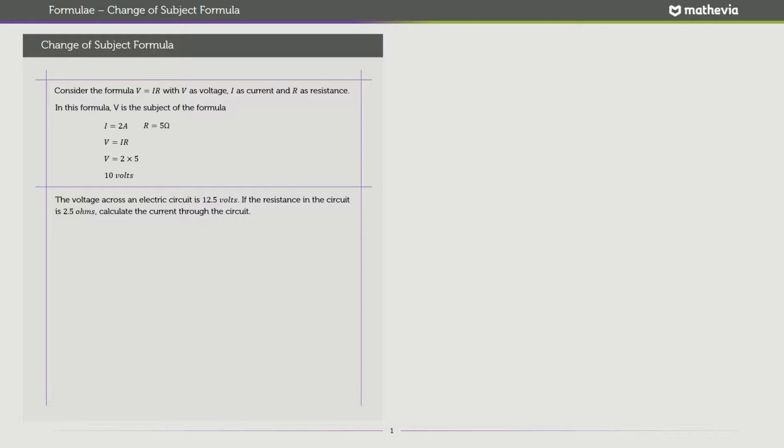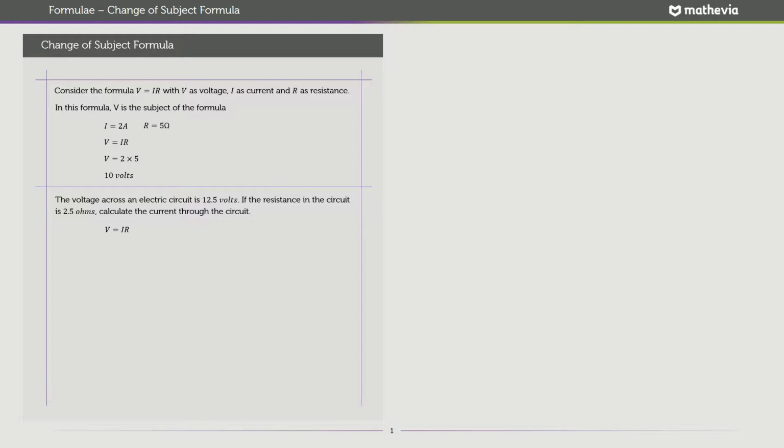Now what if you had a situation like this? The voltage across an electric circuit is 12.5 volts. If the resistance in the circuit is 2.5 ohms, calculate the current through the circuit. This time around, you're given voltage and resistance, but you've been asked to calculate current. We know that the formula that relates voltage to current and resistance is V equals IR. But at the moment, this formula is set in such a way that it solves for V because V is the subject of this formula.